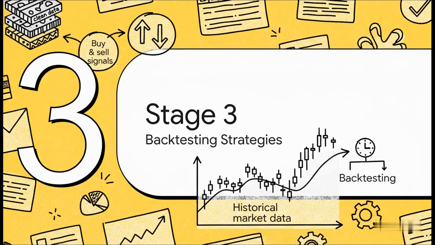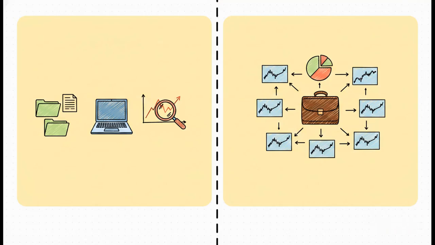Which brings us to what is probably the most critical phase of all, Stage 3, backtesting trading strategies. Okay, so we've got our clean data, and we've got our mathematical buy and sell signals. Now what? Well, this is where developers test their newly built mathematical strategies against historical market data to see if they actually work. When it comes to backtesting, you generally have to pick your engine, and two of the biggest names out there are Backtrader and Zipline.